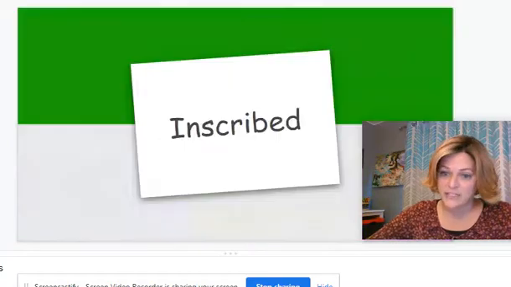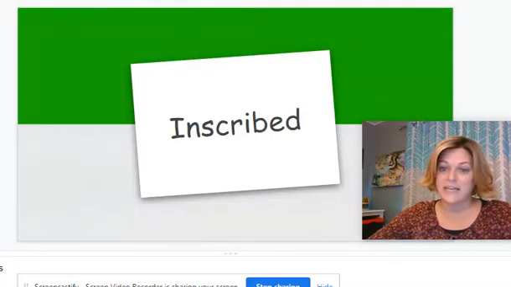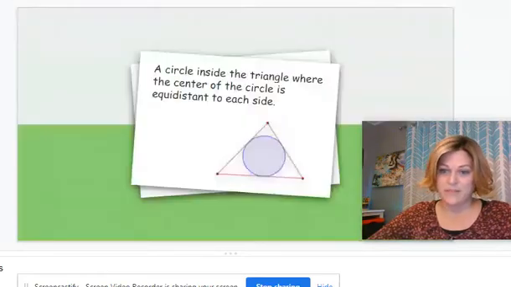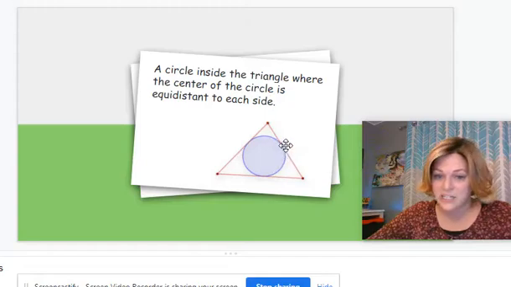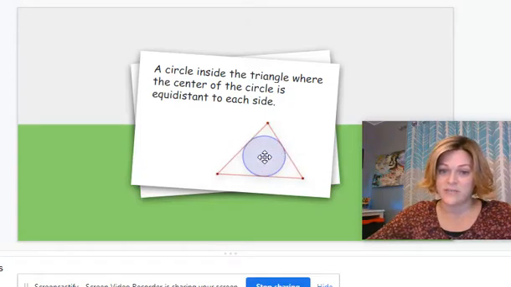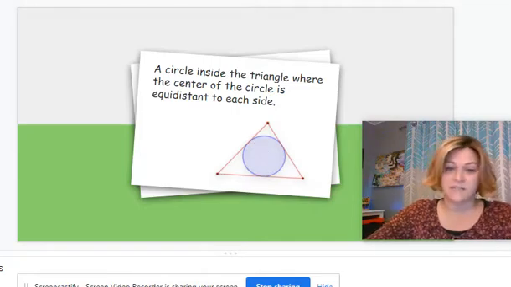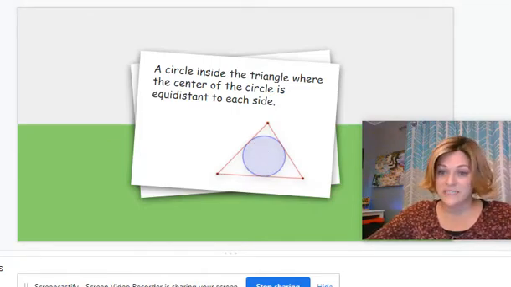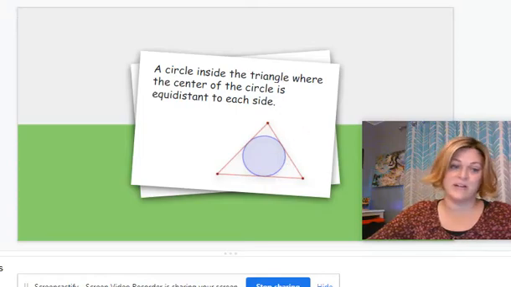So now switching colors to green, this is a different type. So these all have to do with inscribed. An inscribed circle is a circle that's inside the triangle, and each side of the triangle is intersected equidistant from the center. So if the center is here, this distance and this distance are all the same distance because they're the radius of the circle. So they are all equidistant from the sides of the triangle.